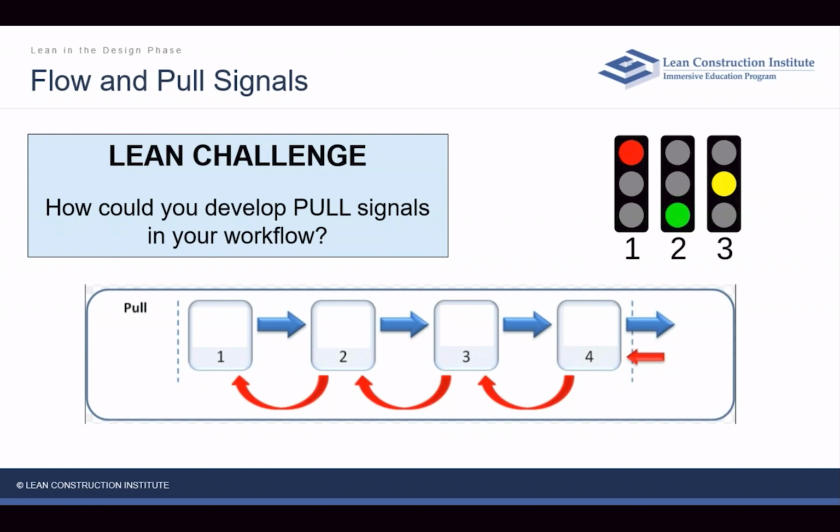If anybody's heard from the manufacturing industry about just-in-time delivery, well, this is an example of when we provide something when it's being requested, so we're providing it just in time. And that helps us to keep that flow going.